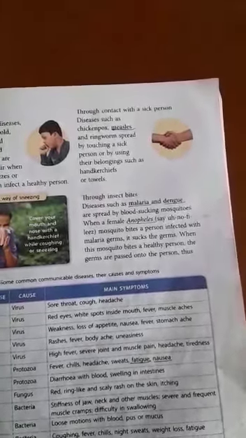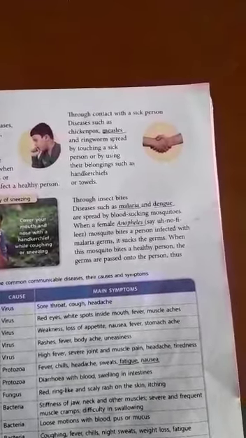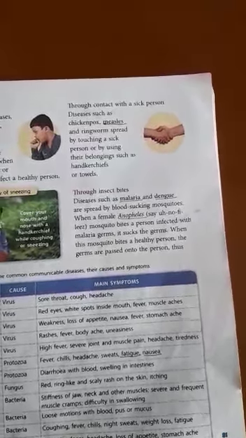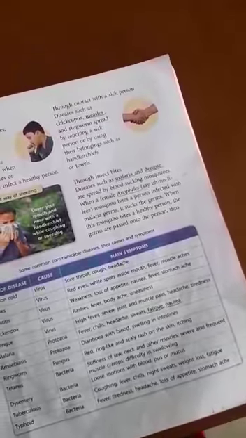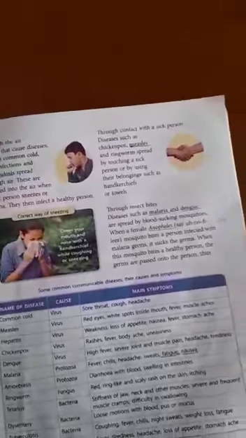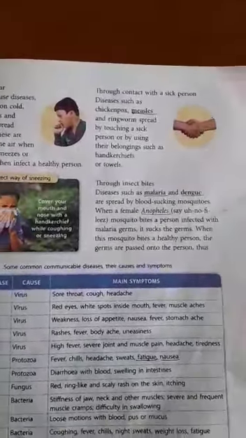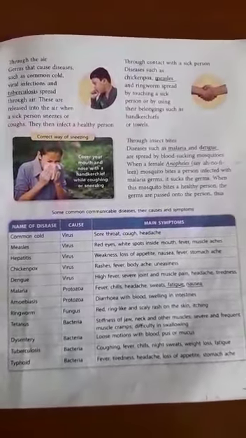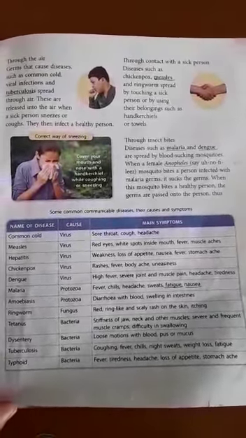Germs also spread through insect bites. Malaria and dengue are spread by mosquitoes. They suck the blood of the sick person, and when they bite a healthy person, they transfer the germ-infected blood into the healthy person, and the healthy person also suffers from the same disease. Here on page number 81 you can see a table with a number of communicable diseases, how they are caused and what the symptoms are. Please go through this chart carefully.